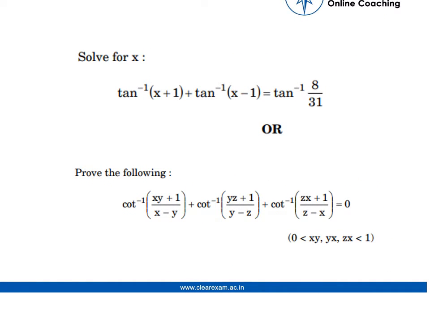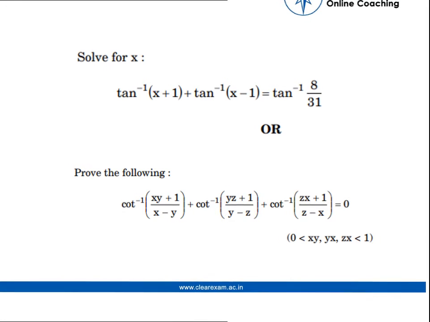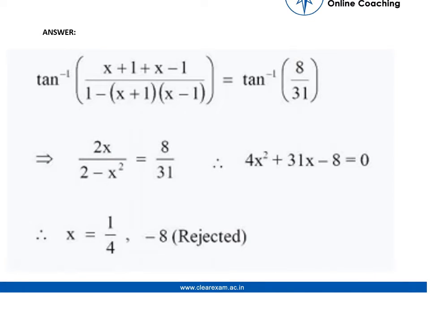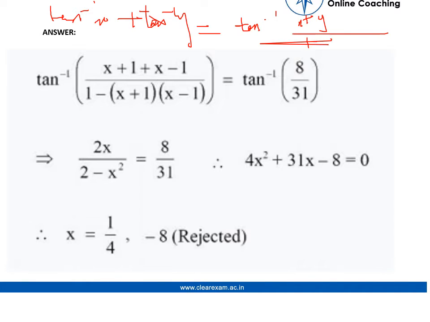Hello everyone. So the question is: solve for x, tan inverse (x+1) plus tan inverse (x-1) equals tan inverse 8/31. So let us solve the first part of this question. The property is tan inverse x plus tan inverse y equals tan inverse of (x+y) upon (1-xy).